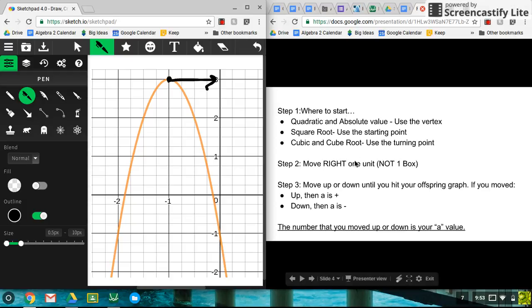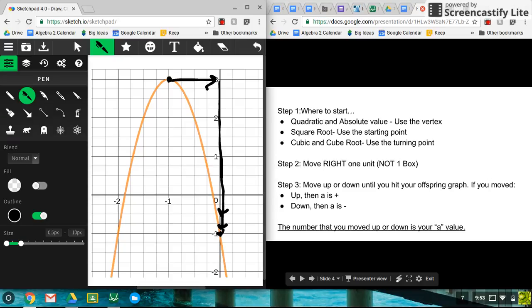Okay, and then step 3 says move up or down until you hit your offspring graph. So if I go up, I'm not going to hit it. If I go down, I am for sure going to hit it. I'm going all the way down until I hit the orange graph. So there we go. I hit it right here. So I could have made this arrow go down a little bit more. Okay, so this is going to be my A value.